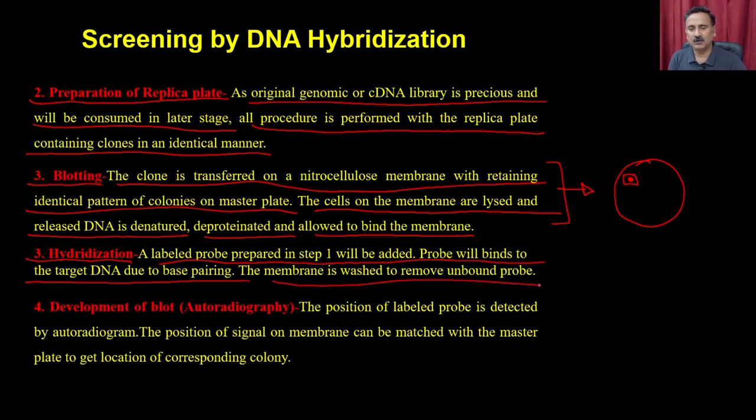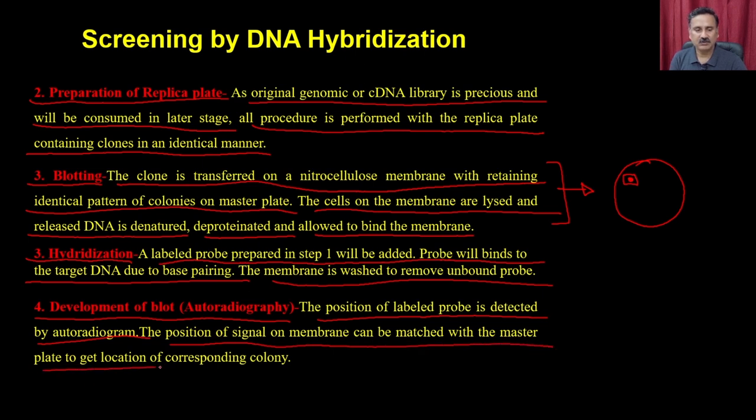The membrane is washed to remove the unbound, and then you're going to do the development of the autoradiogram. So the position of the radiolabel is detected by the autoradiogram. The position of the signal on the membrane can be compared with the master plate to get the location. For example, if this is the plate, and this is my master plate, I will superimpose both of them, and then I will know that this is the clone which is giving the signal on the autoradiogram. So then I can isolate this, and I can isolate the gene of interest.